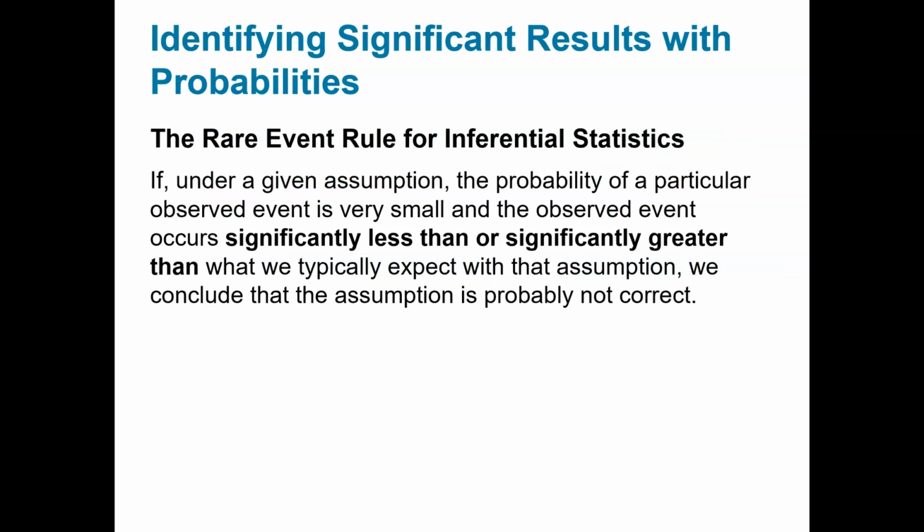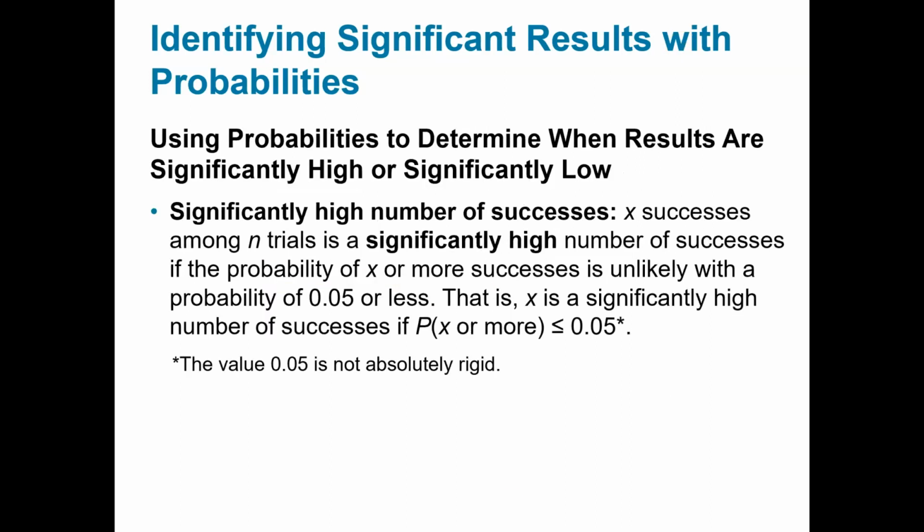So, identifying significant results. If the probability of a particular observed event is very small, and the observed event occurs significantly less than or significantly greater than what we typically expect, we conclude that the assumption is probably not correct. This is the rare event rule. We're comparing to this probability of 0.05, which we call the significant point. So if something is significantly high or significantly low, we're looking at whether that probability is less than 0.05.